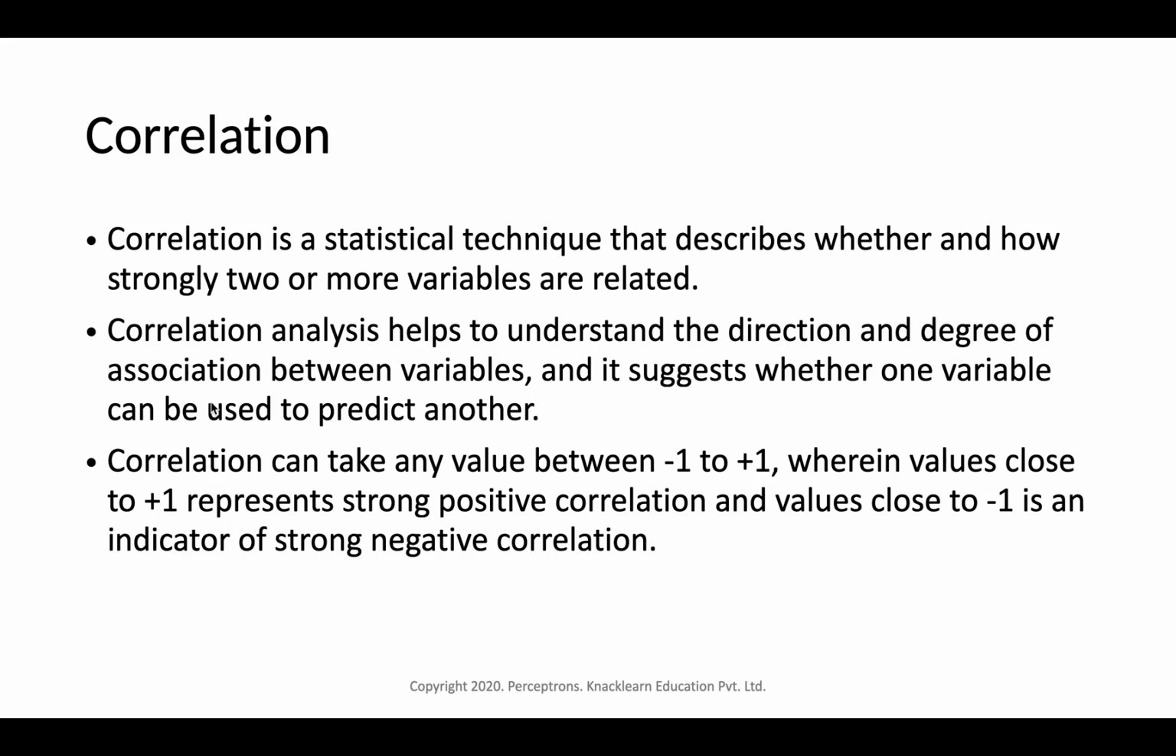So the correlation value will be between -1 and +1. It will always be within this range. So it can be 0 or 0.95, which means 95% it is linearly related. So the degree of association is 95%. It can be positive, or we can get a negative value. Correlation can take any value between -1 and +1, wherein values close to +1 represent strong positive correlation, and values close to -1 are an indicator of strong negative correlation. And if the value is 0, that means there is no correlation among the variables.